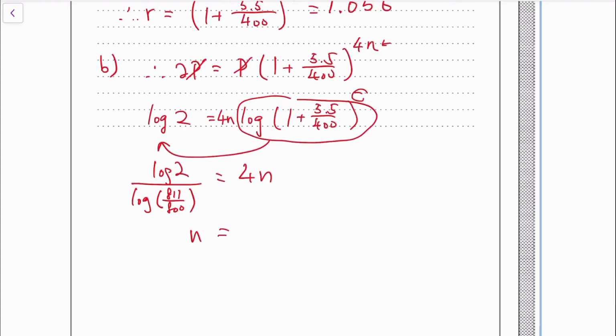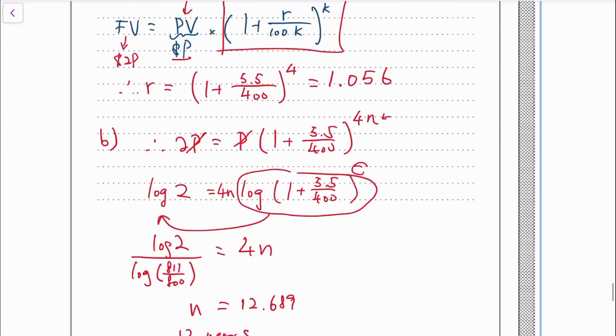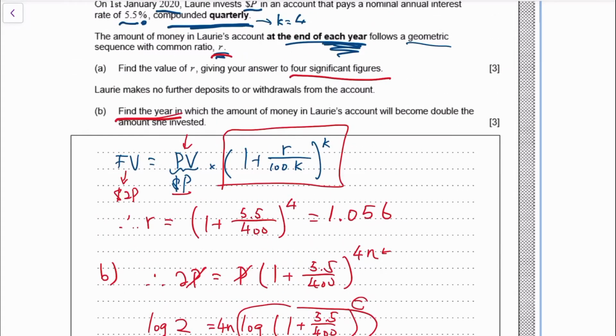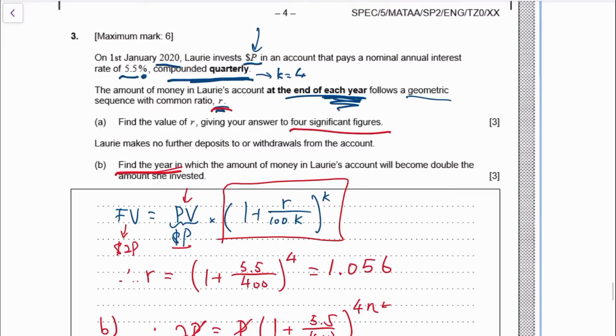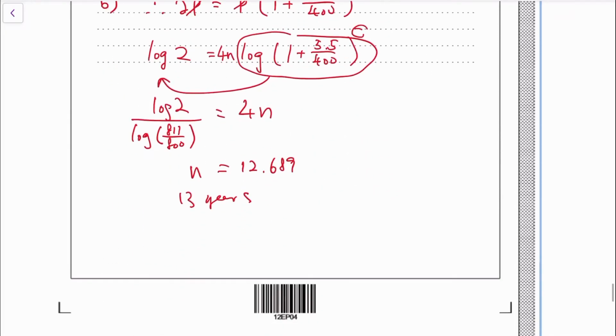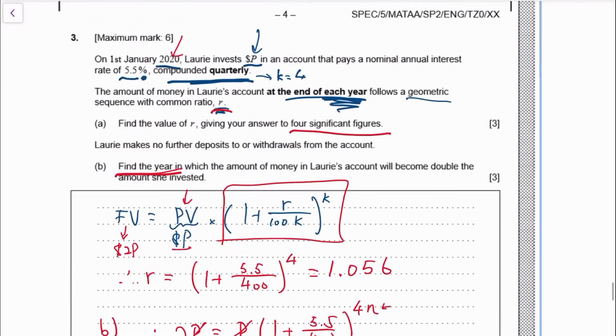So we obviously need the help of a calculator to divide by log base 10, divided by 4. So n, I got 12.689. So basically you need 13 years. So let's find the year that this happened. You started at 2020, you add 13 years. That should be 2033, I think. Yeah, probably.